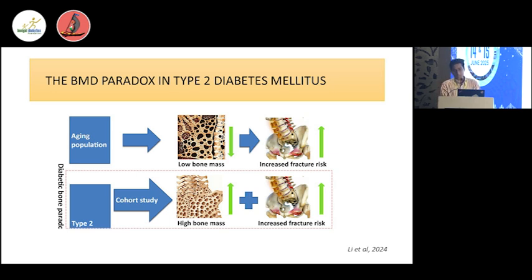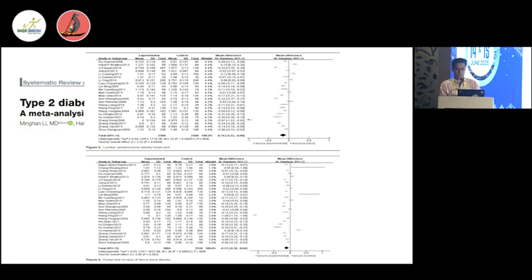Another similar Indian study, published recently in IJEM by Akhila Bhandarkar ma'am, shows that there is not a difference at all sites. So in type 1 diabetes in the Indian context, the evidence is not very consistent. We found it definitely lower, but not in Dr. Akhila ma'am's paper. Now talking about type 2 diabetes, there lies the BMD paradox.